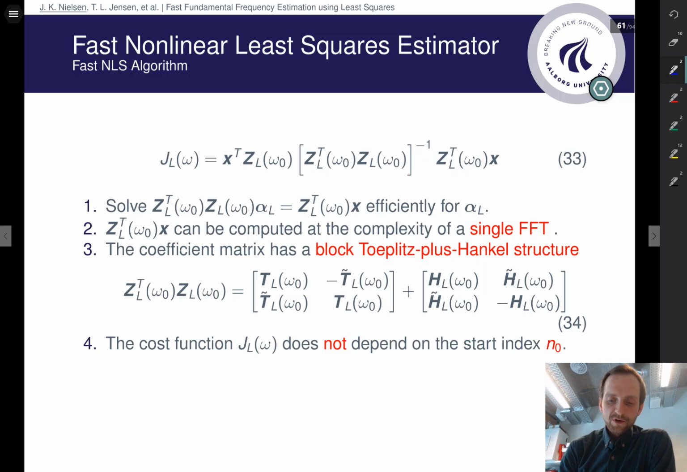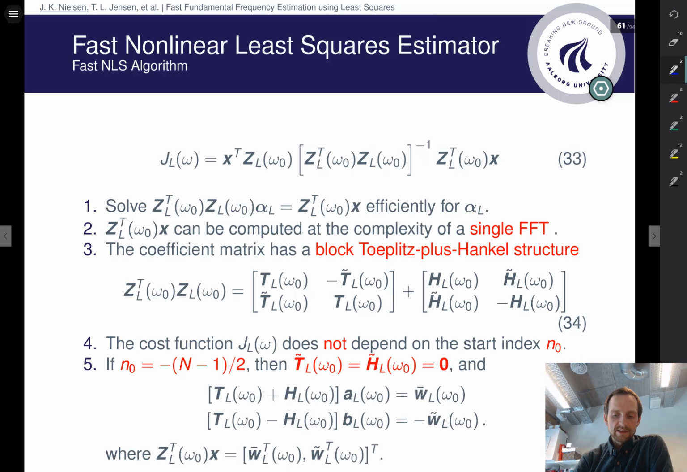I've said this before, but this cost function in 33 does not depend on the start index. If we then select the start index as the symmetric choice I told you about before, then it turns out that this T_L tilde and H_L tilde will be the zero matrix. That means that this equation up here, instead of being a block Toeplitz plus Hankel matrix, will become two scalar Toeplitz plus Hankel linear systems.